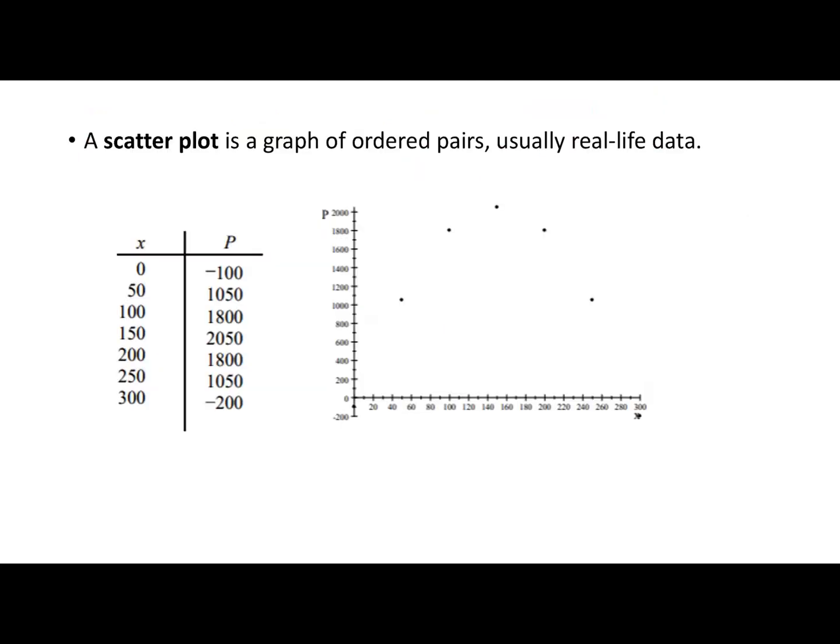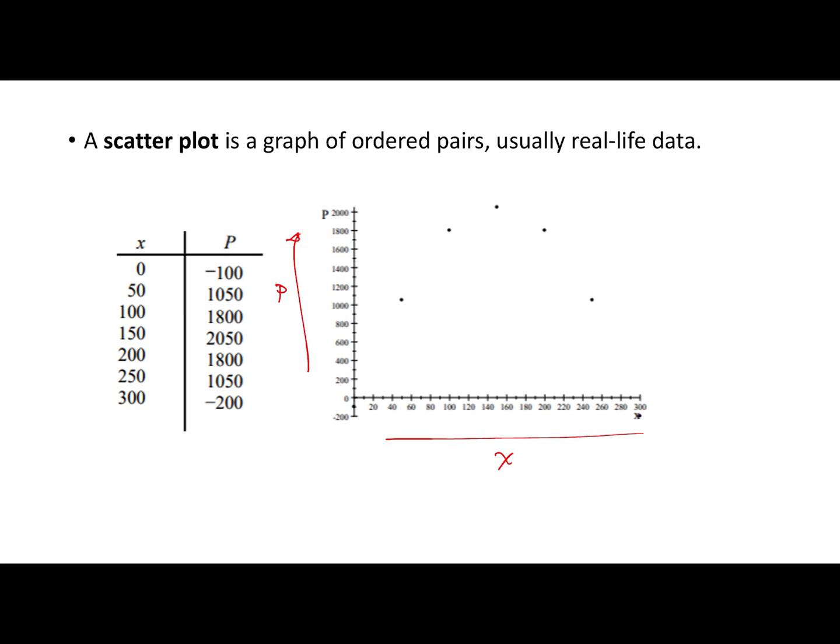Let's get into some examples. So a scatter plot is a graph of ordered pairs, usually like real life data, and points can just jump anywhere. You just toss them on there. So if we were going to plot this, the x-axis is the horizontal axis. The p-axis in this particular example is the vertical axis. That tells us that p depends on the value of x.